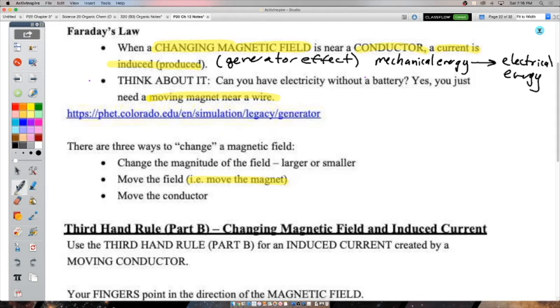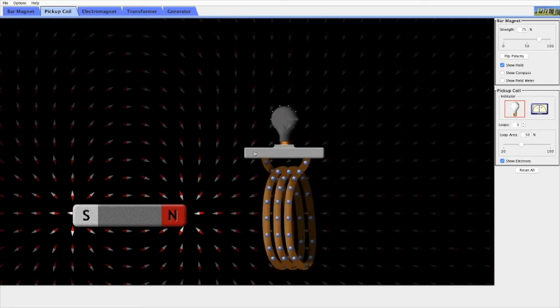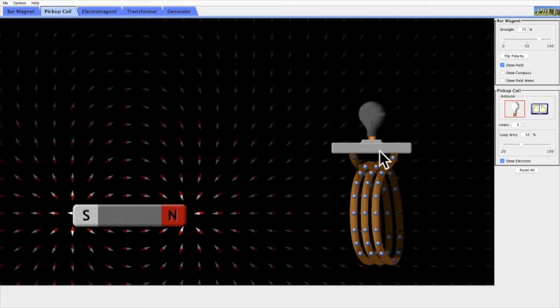That is to move the conductor. Now, when you move the conductor, you might be saying, hang on, you're not changing the magnetic field. But from the perspective of the conductor, you are changing the magnetic field that the conductor is susceptible to. So to go back to the simulation for a second, notice how the field is everywhere? If I move this through the field, then I'm changing the magnetic field that the wire is exposed to.